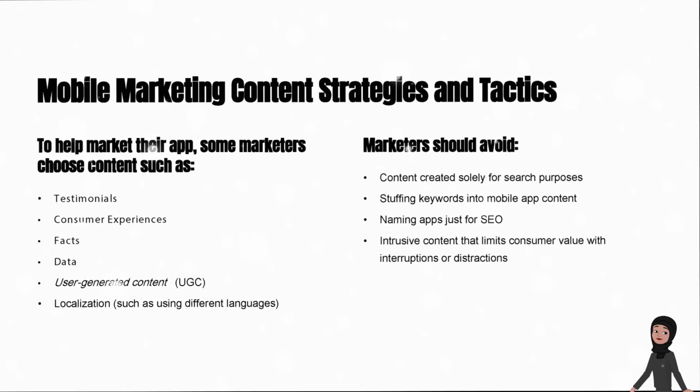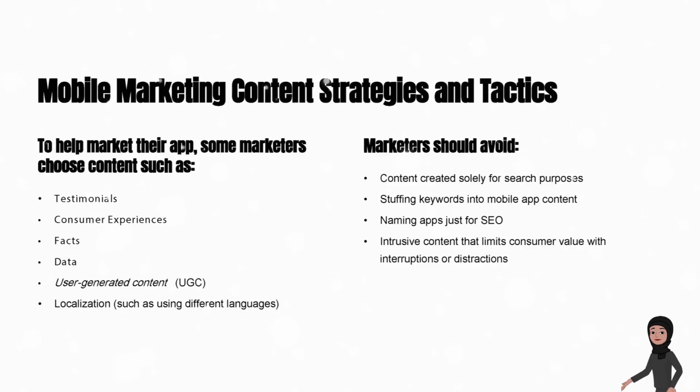Welcome back, everyone. Today, we are diving deep into mobile marketing content strategies and tactics. When marketing an app, choosing the right type of content is crucial for driving engagement. Many successful marketers focus on high-value, authentic content, such as testimonials, real consumer experiences, solid facts, data, and user-generated content. Localization, like adapting your content into different languages, is also a powerful way to connect with diverse markets.